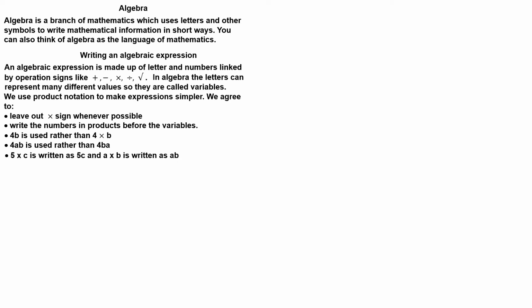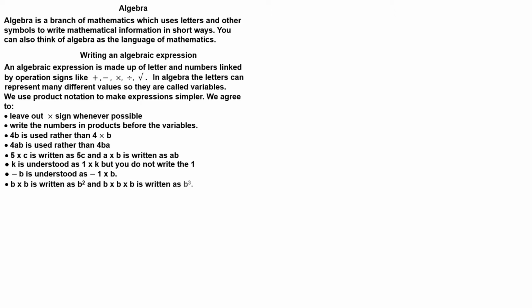When multiplying, the number 1 is usually left out. k is understood as 1 times k, but you do not write the 1. Minus b is understood as minus 1 times b. When the same number is multiplied by itself 2 or more times, we use index notation as a quick way of writing the product. Algebra does the same as a letter is multiplied by itself. b times b is written as b squared, and b times b times b is written as b cubed.